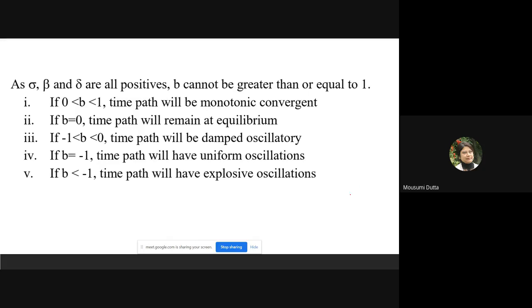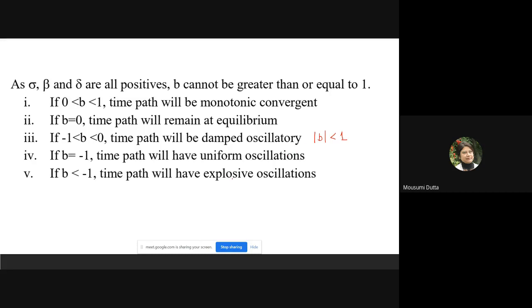However, in case of third condition, we are getting mod B to be less than 1. So if mod B is less than 1, in that case, the time path is convergent. So since B is negative, time path is oscillatory. However, if mod B is less than 1, time path will be convergent. Together, the two conditions will give us damped oscillatory time path of price.